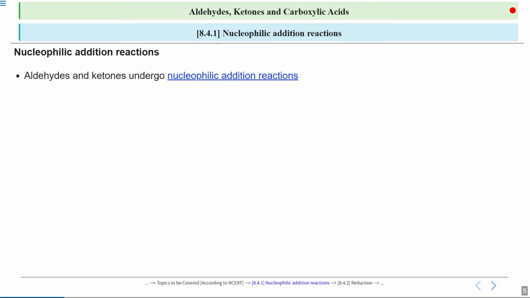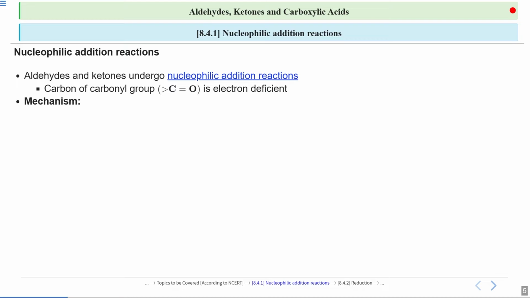As I told you, the carbonyl carbon is electron deficient. Why? Because the oxygen atom pulls electrons towards itself, which creates a partial positive charge on the carbon. Oxygen is more electronegative, so it pulls the electrons towards itself. So it creates a partial positive charge on the carbon, and this makes it susceptible to attack by nucleophiles, which are electron-rich species. So the carbonyl carbon is electron deficient and has a partial positive charge.